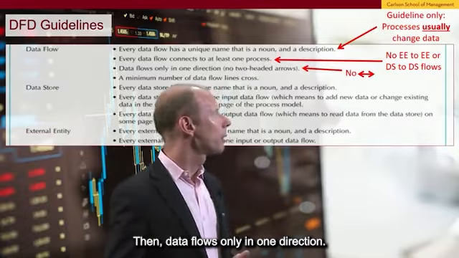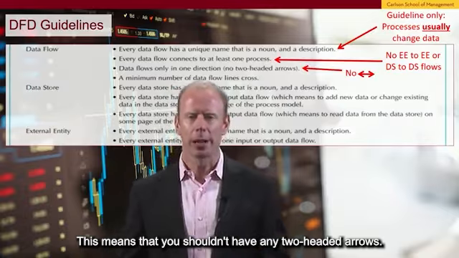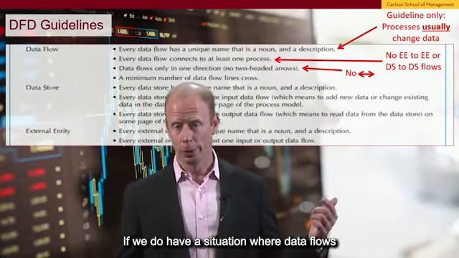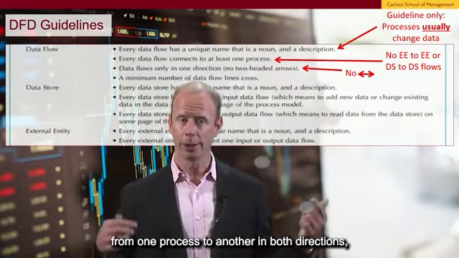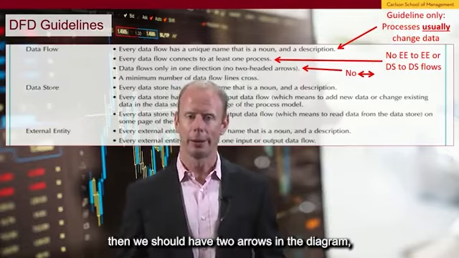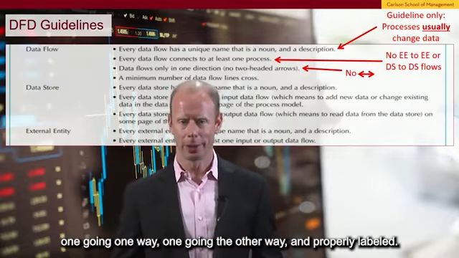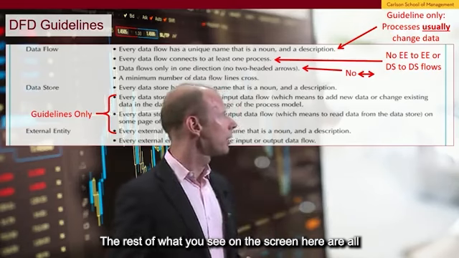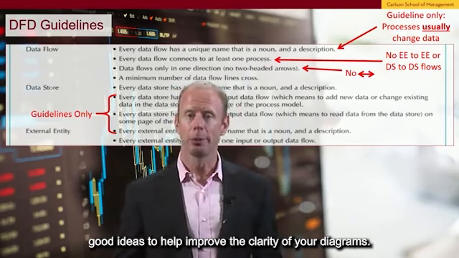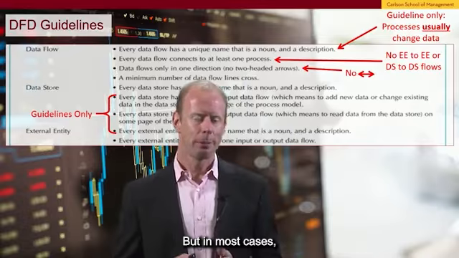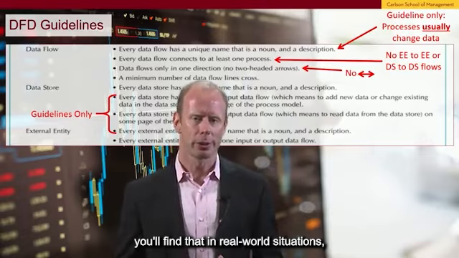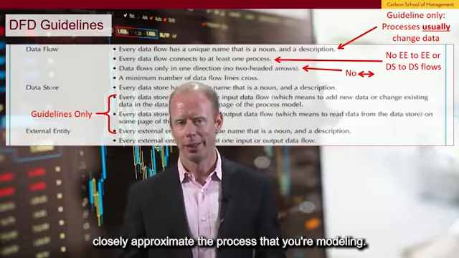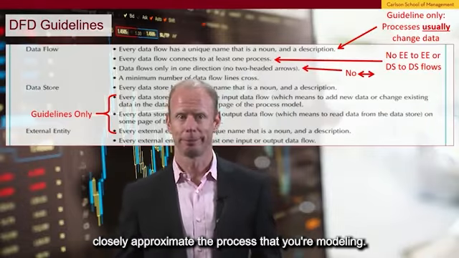And then data flows only in one direction, and this means that you shouldn't have any two-headed arrows. If we do have a situation where data flows from one process to another in both directions, then we should have two arrows on the diagram, one going one way, one going the other way, and properly labeled. The rest of what you see on the screen here are all good ideas to help improve the clarity of your diagrams, but in most cases you'll find that in real-world situations you often need to violate them in order to most closely approximate the process that you're modeling.